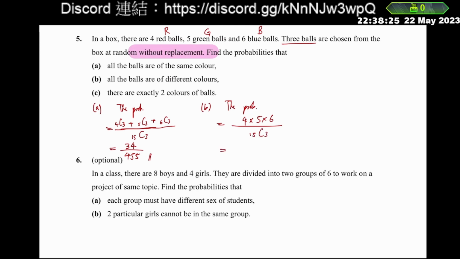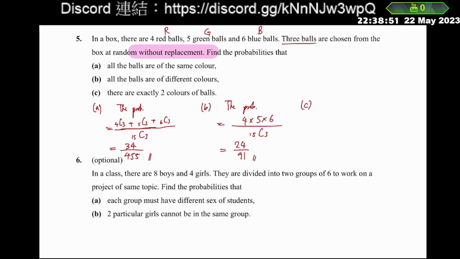Again, here I remind you, when we choose one from each group, the multiplication does not have order, because these groups are independent of each other. 4, 5, 6, they have no order. Okay, and then the result will be 4 times 5 times 6 divided by 15C3. Therefore, we have the answer is 24/91.